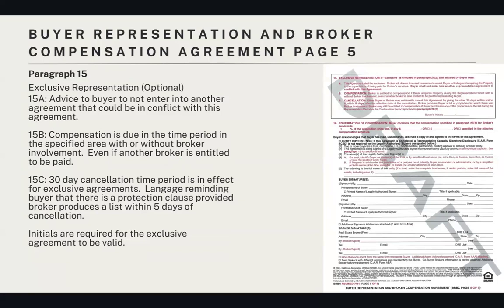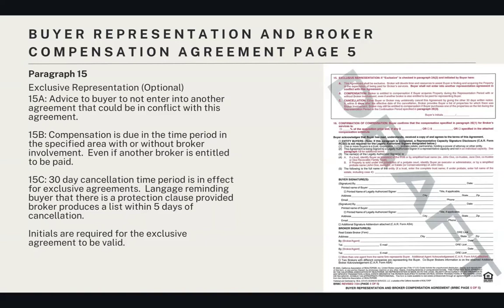So 15A, advice to the buyer to not enter into another agreement that could be in conflict with this agreement. So, hey, buyer, don't do this. If you're going to look for a property in these zip codes, you are under an exclusive agreement with me. And if you choose to go to someone else, you could create a situation where you're going to be obligated to pay 2 commissions.